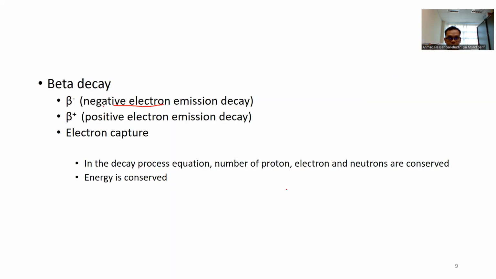I accidentally deleted the process. So never mind, let's redraw it again. So Z and N, becoming Y in the excited state. A remains as A, Z is increasing and N is reduced. So this N becomes proton, at the same time producing an electron as well as an antineutrino.